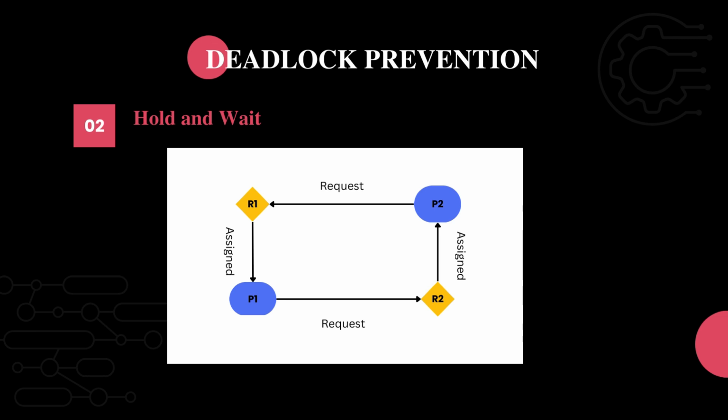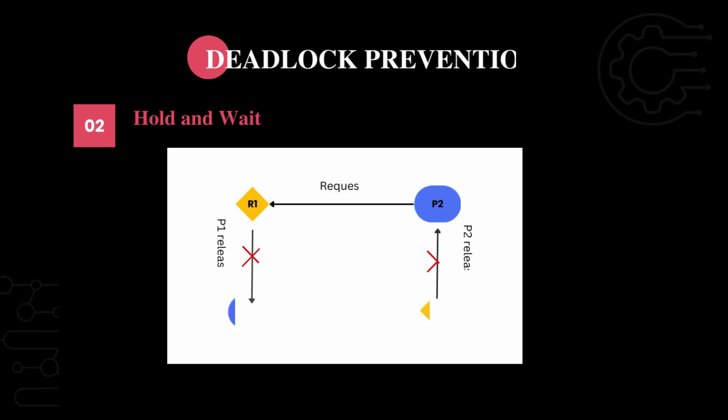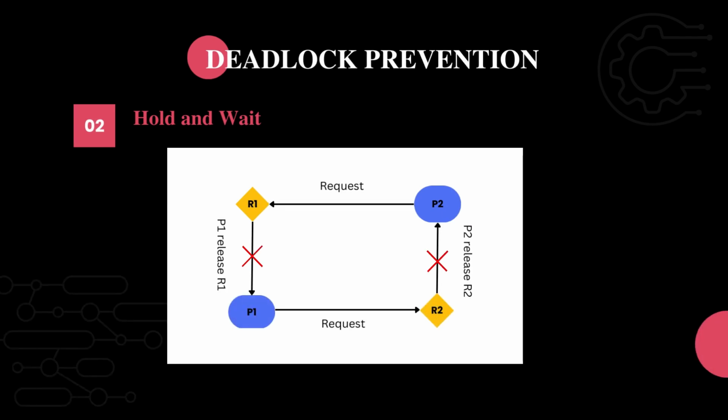There are two ways to prevent hold and wait. One is by preventing wait, which means the resources required by a process are determined beforehand, so the process does not have to wait for resource allocation. The other way is to prevent hold, which means a process has to release the resources it is currently holding before requesting for another resource.